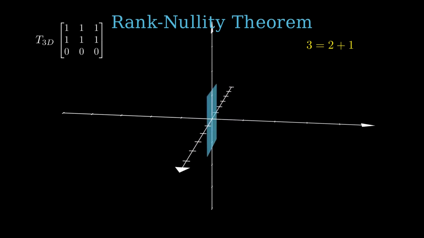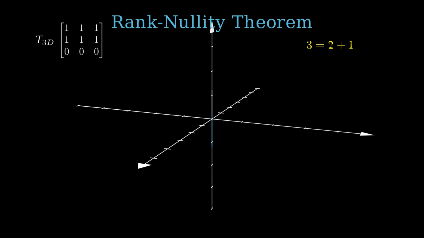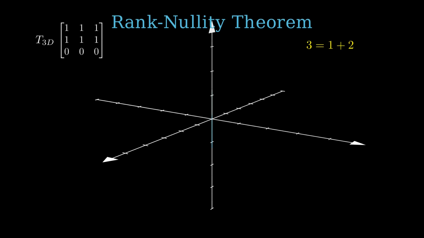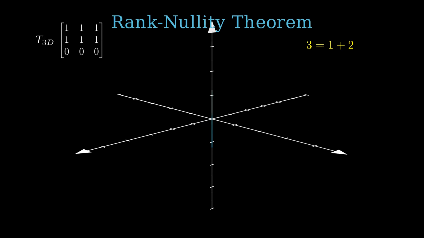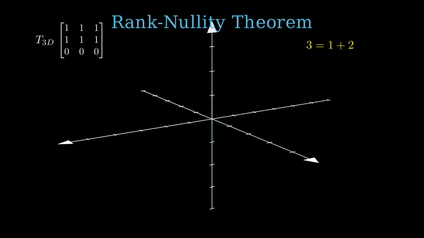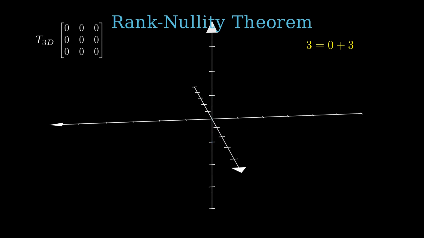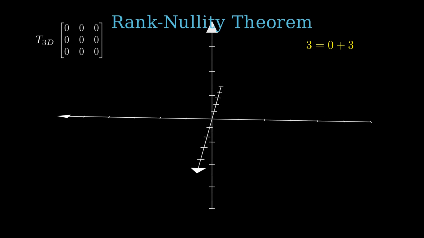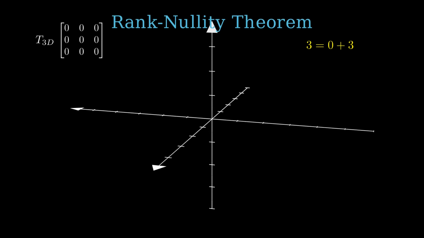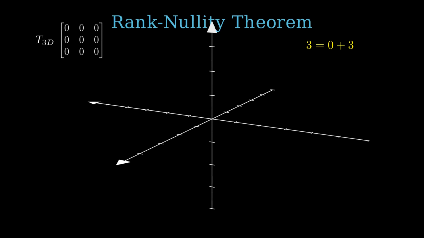What if we make the first two rows identical? Now, they are linearly dependent. The 2D plane collapses further into a 1D line. Finally, if the matrix is all zeros, the rank is 0. The entire 3D space is the kernel, and everything lands at a single point. No matter how you squash the space, the sum of what remains and what vanishes will always equal your starting dimension.